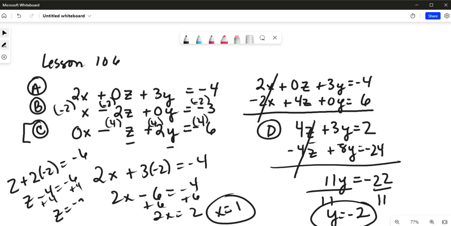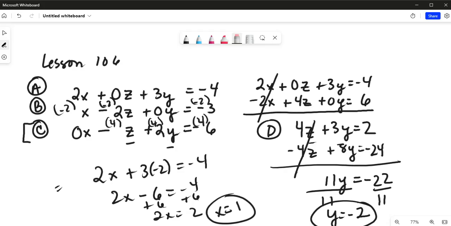Houston, we have a problem. Wait a minute. Not negative. I did something wrong. Hold on. Oh, this should have been negative here. All right. I have my signs wrong somewhere. z is going to be a positive 2. Okay. Does that make sense?